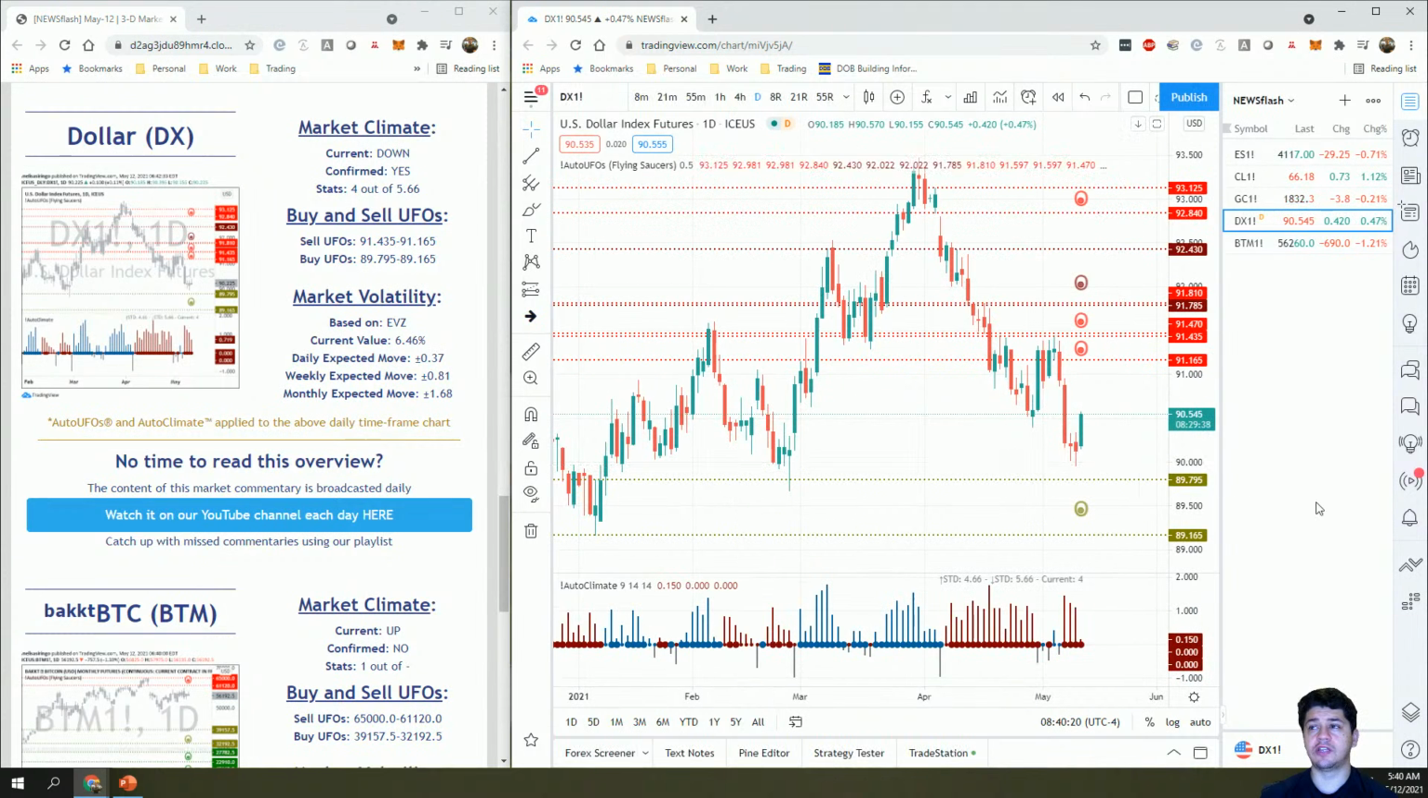All right, looking at the dollar next. So the dollar was dropping pretty significantly the other day. It is still a down climate. It is confirmed and is the fourth out of typically 6 days down. Right now, we are seeing a pretty substantial pop for today. The sell UFOs up above are 91,165 to 91,435, and 89,795, 89,165 is the buy UFO down below.